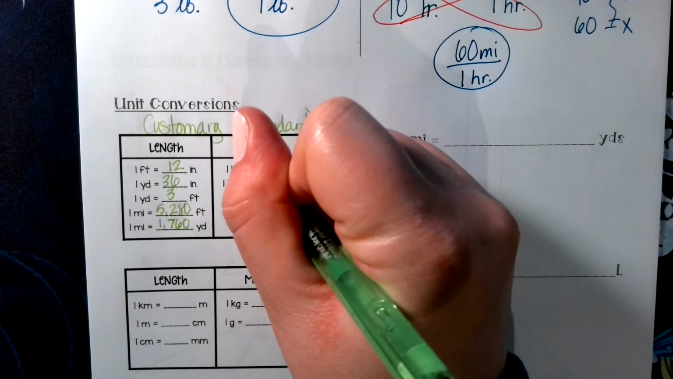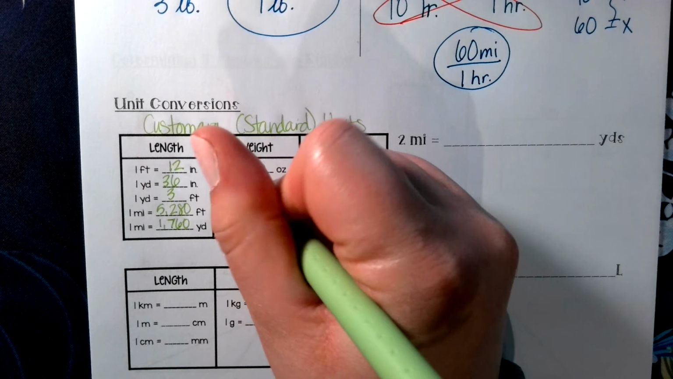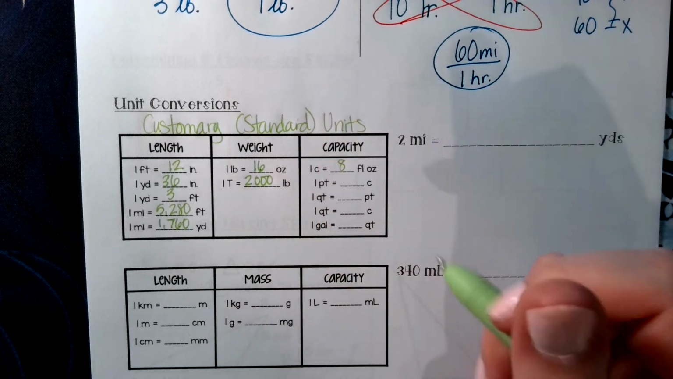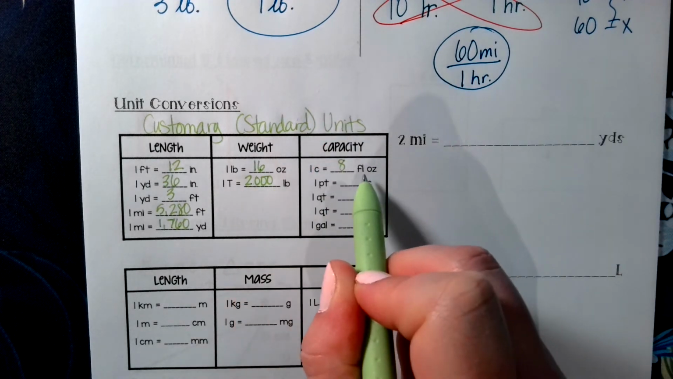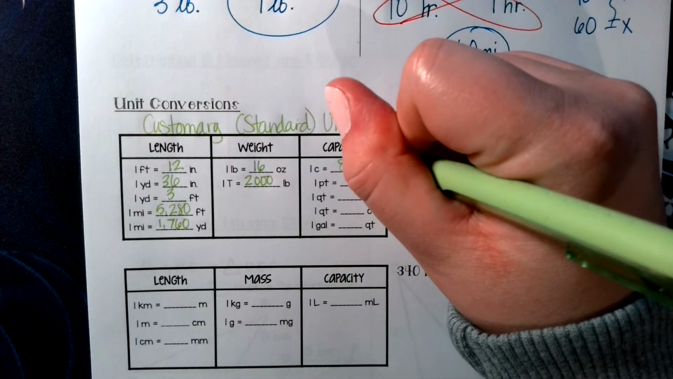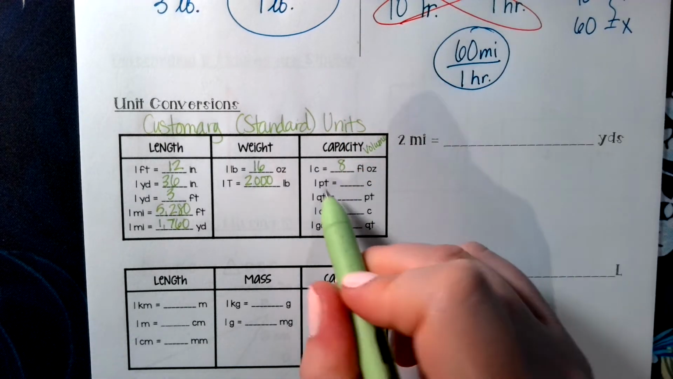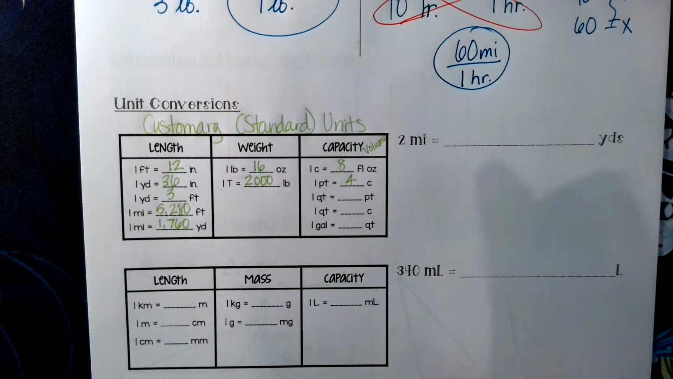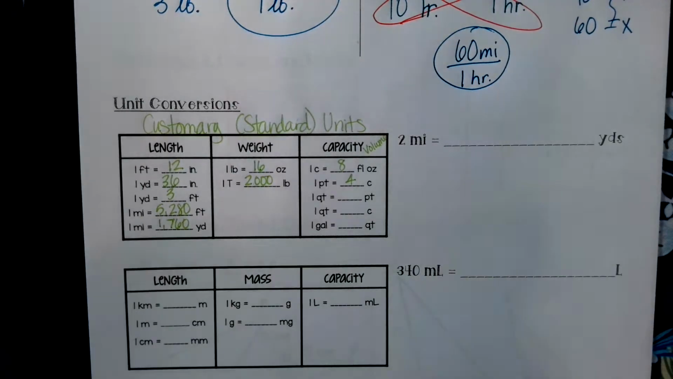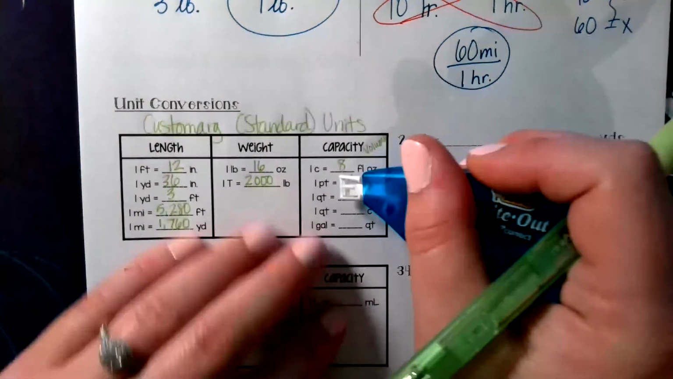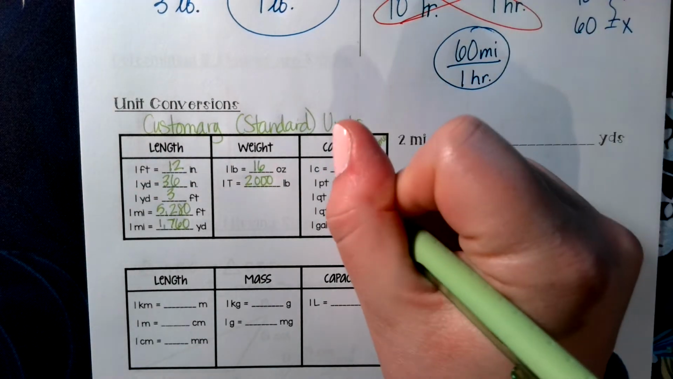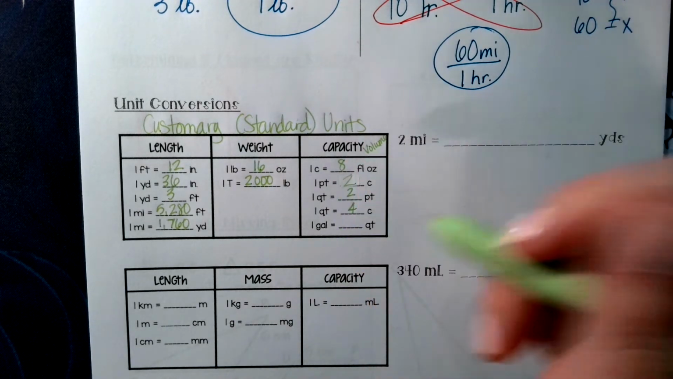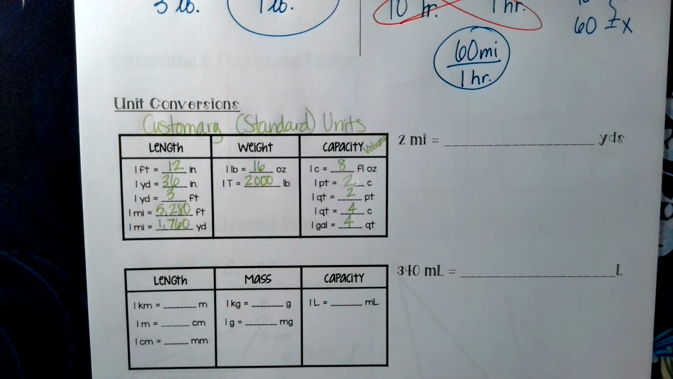1 pound is 16 ounces. 1 ton is 2,000 pounds. 1 cup is 8 fluid ounces. Remember, there's ounces for weight and fluid ounces for capacity, which is volume. 1 pint is 2 cups. 1 quart is 2 pints. 1 quart is 4 cups. And then 1 gallon is 4 quarts.